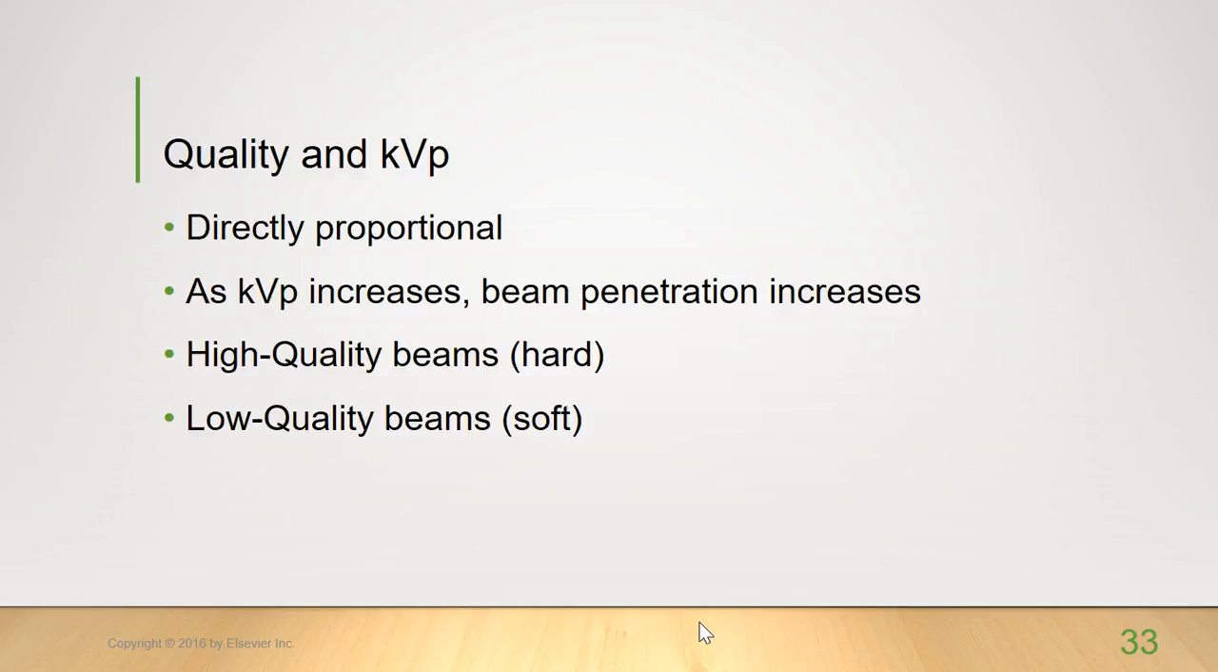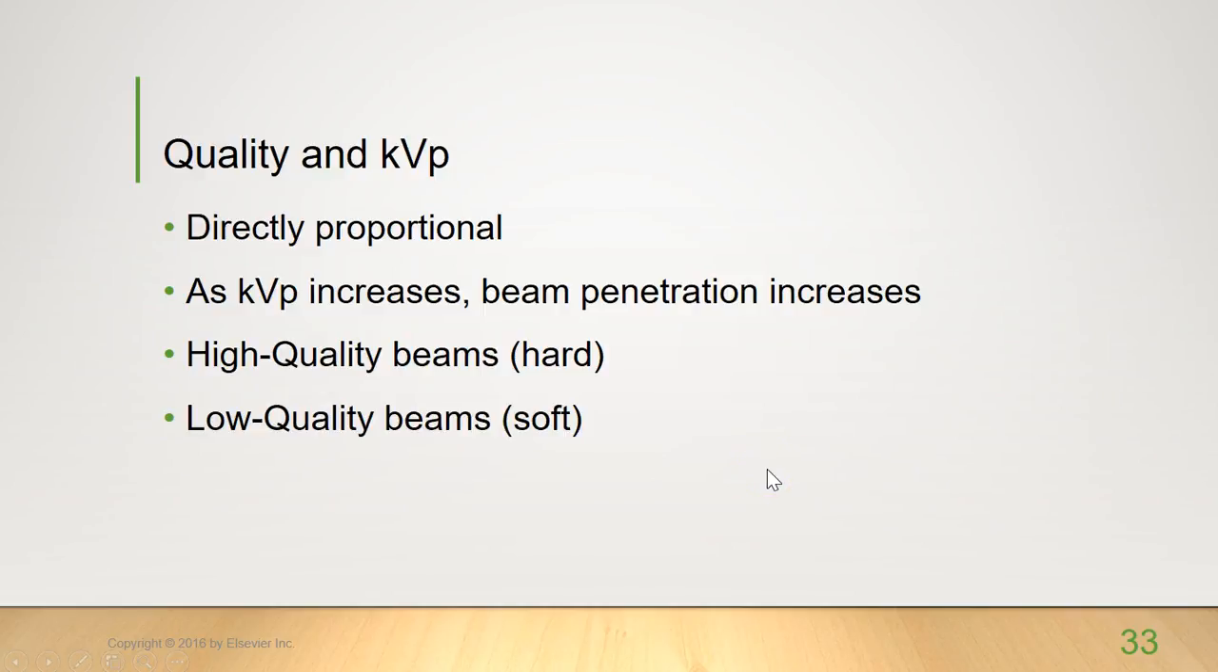Beam quality is mostly affected by KVP. As KVP increases, the beam's ability to penetrate matter also increases. Same way, it's directly proportional. So if you decrease your KVP, so does your quality. So they're both this, goes up, it goes up. If it goes down, it goes down. As KVP increases, X-ray beams with higher energy from high KVP settings are considered high-quality beams or hard X-rays, and if they have low KV, they're low-quality beams or soft.